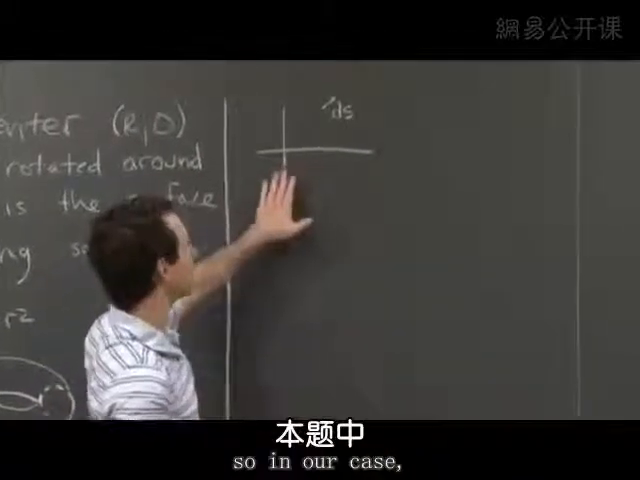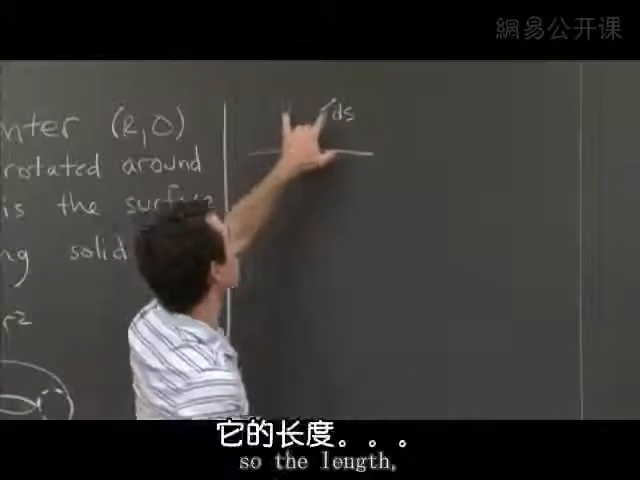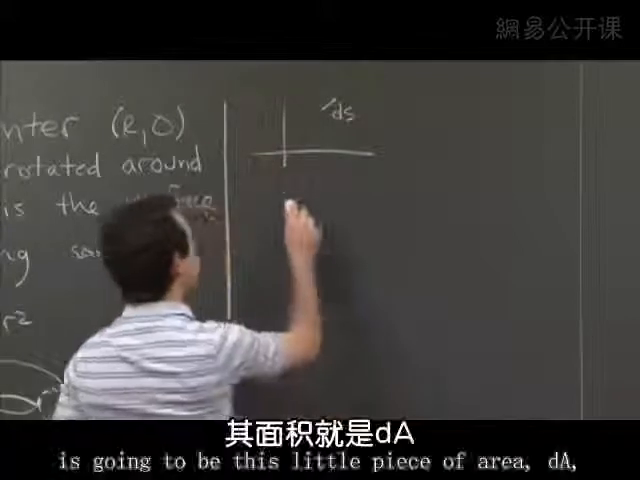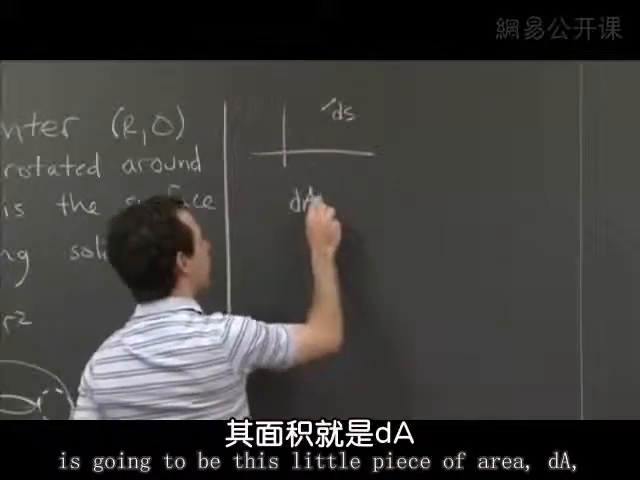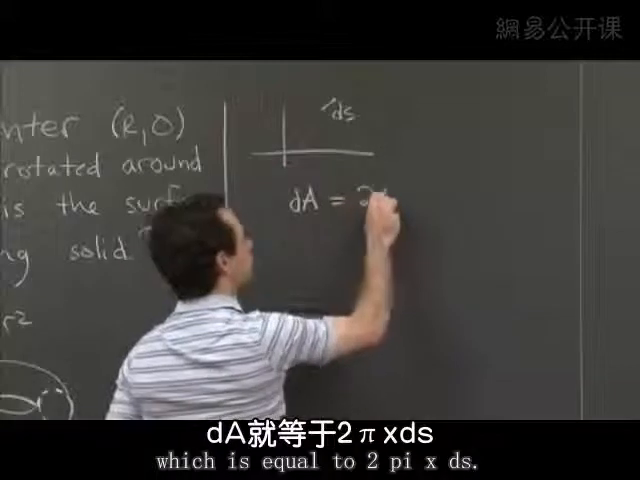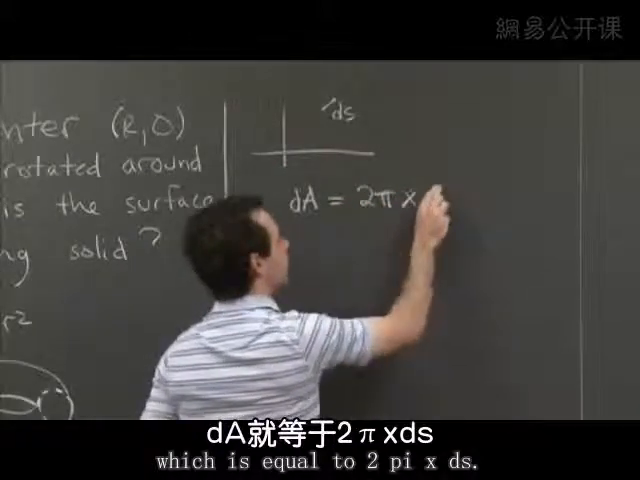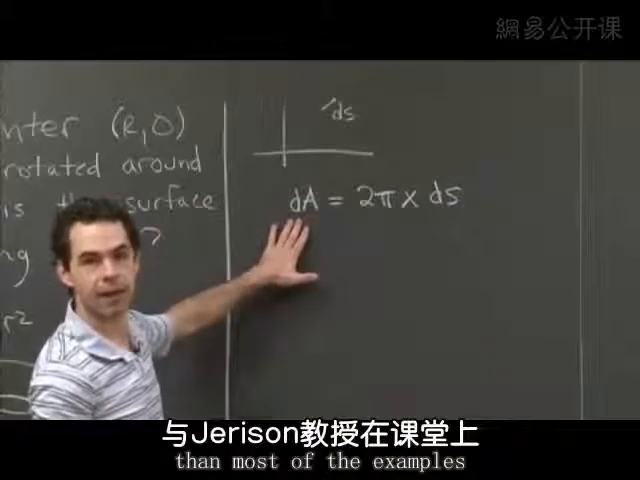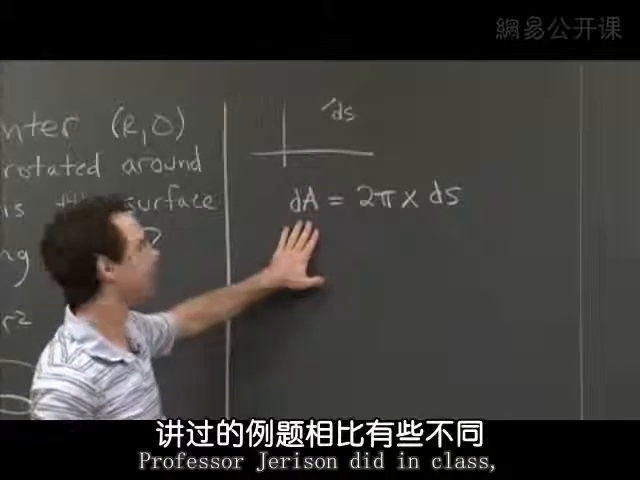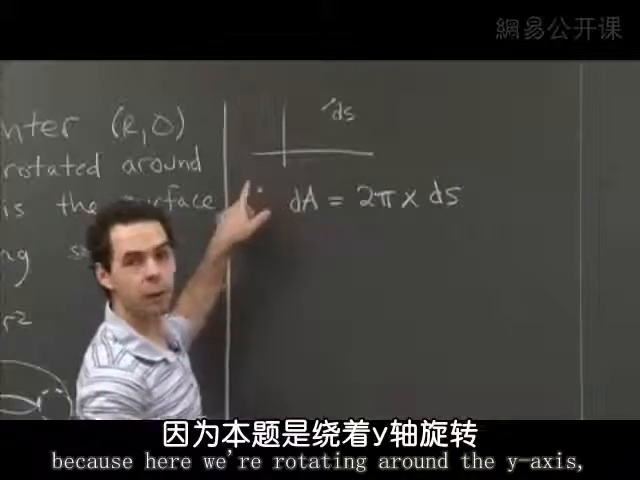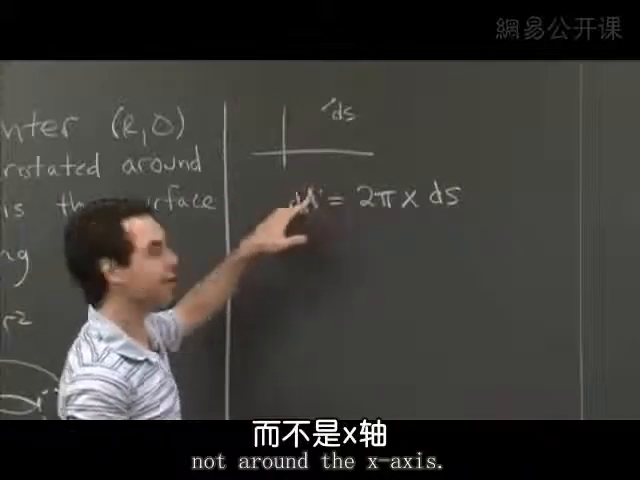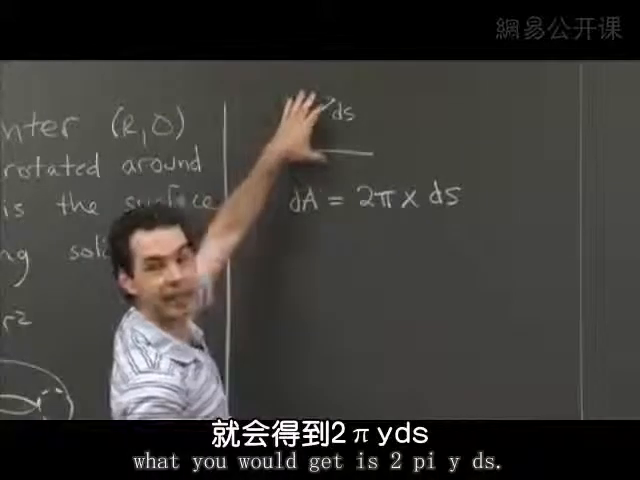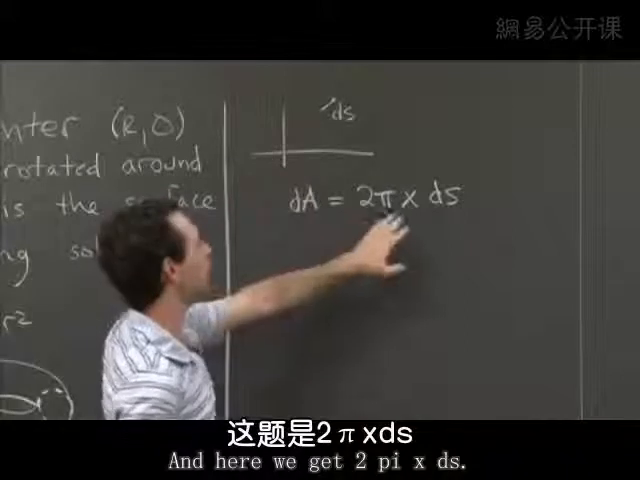So in our case, we're going to rotate it around the y-axis. So the area that this thing traces out as it spins around is going to be this little piece of area, dA, which is equal to 2 pi x ds. Now, this is a little bit different than most of the examples Professor Jerison did in class, because here we're rotating around the y-axis, not around the x-axis. So if you rotate it around the x-axis, what you would get is 2 pi y ds. And here we get 2 pi x ds.